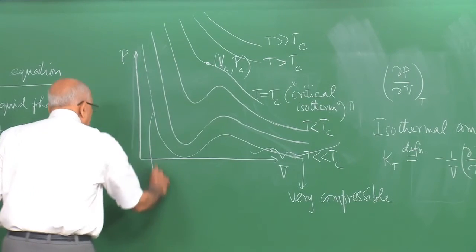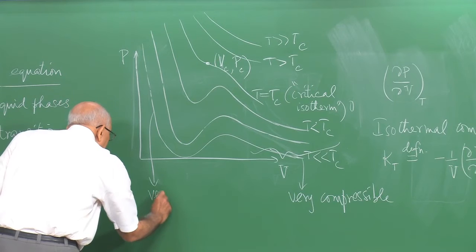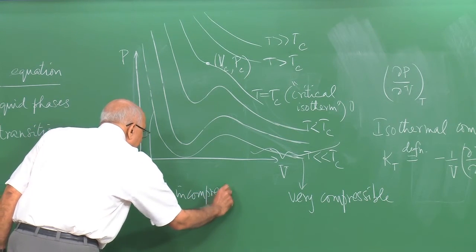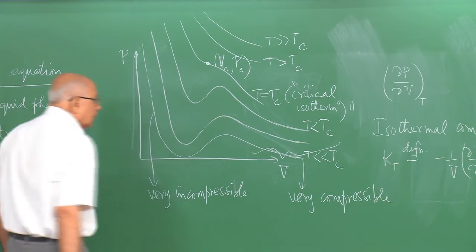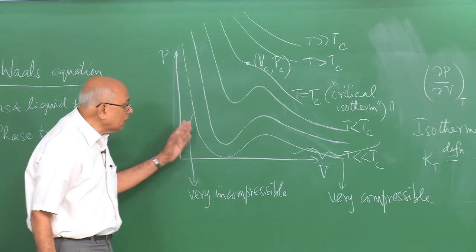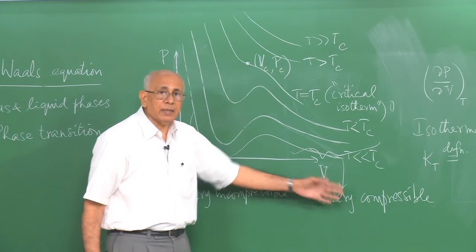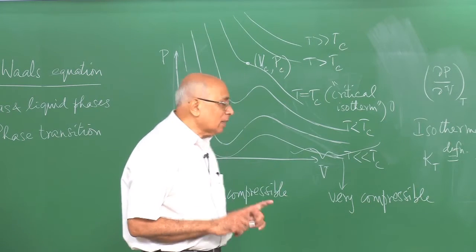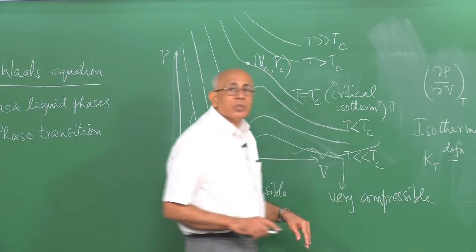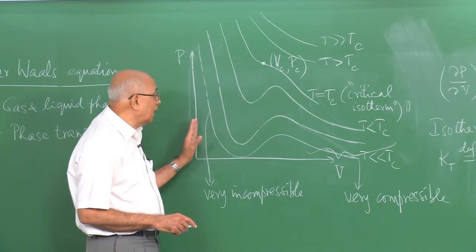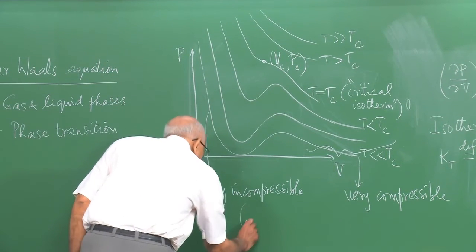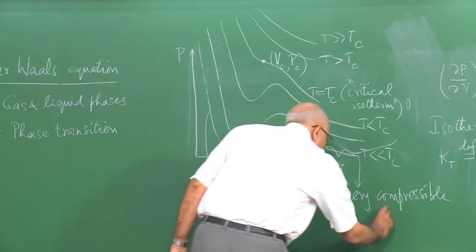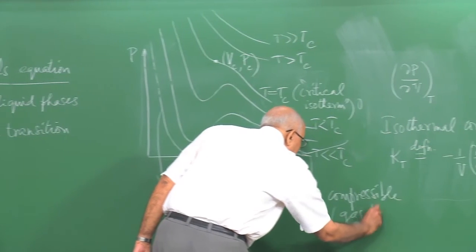This portion, on the other hand, is very incompressible. So it suggests that since this is 1,000 times as incompressible as this, perhaps this equation is describing not only a real gas, but also the corresponding liquid on this side, and indeed this is so. So this is the liquid phase of the same substance, and this is the gas phase.